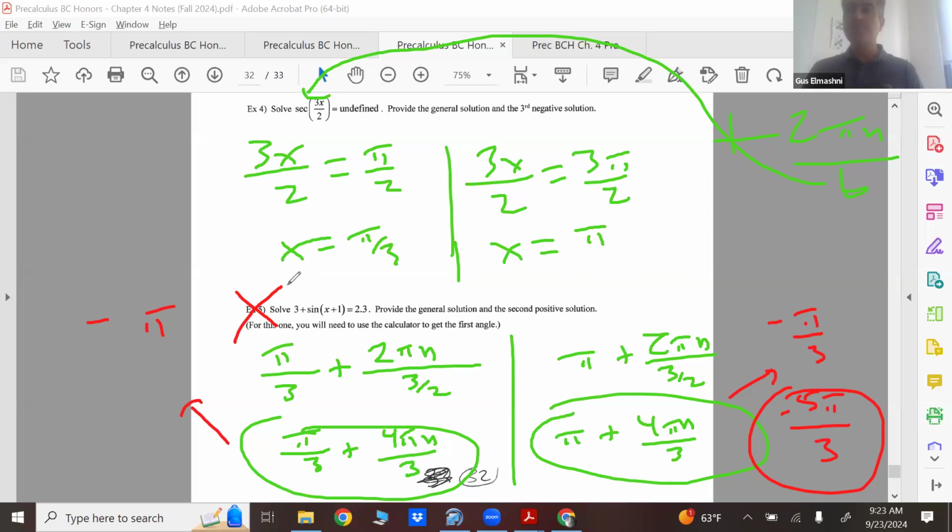Say, go ahead. -5 pi over 3 for the last one. How I got that? I put -2 in for n. Why don't you put in -2? Because I first had -1 for each of these. I got negative pi over 3. So negative pi over 3 is the first one. Negative pi is the second one. This has to be the third one. It's just a counting thing.